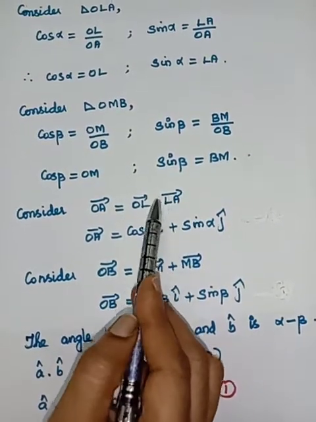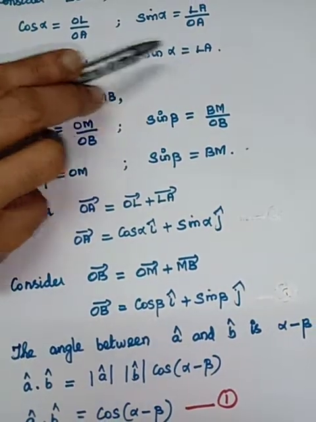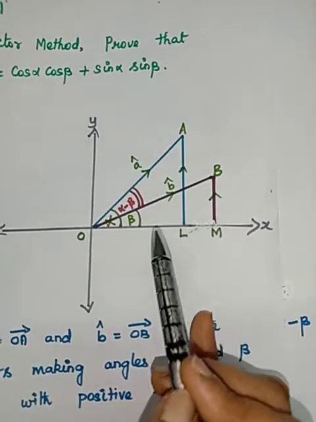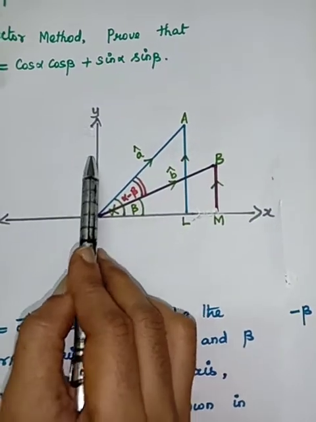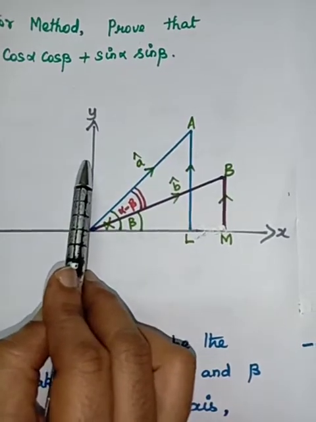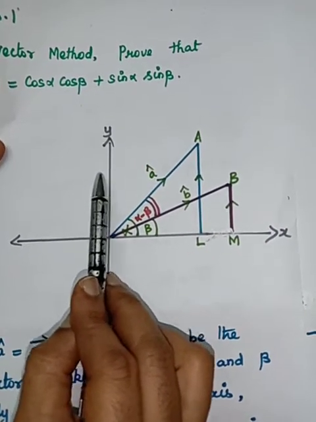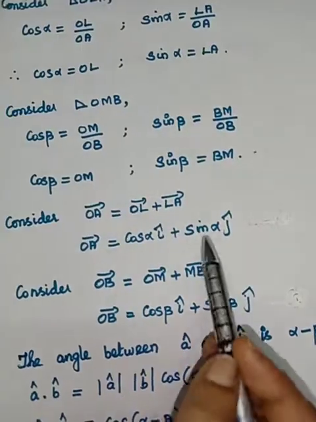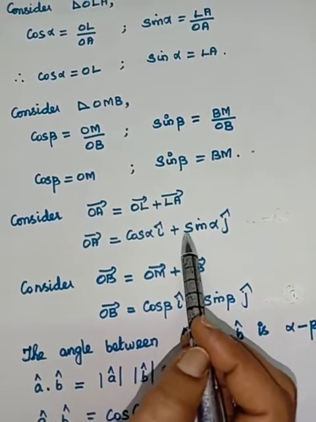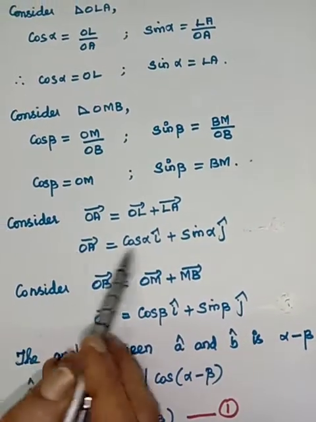In the same way you have to mention the LA vector. What is the magnitude of LA? That is sin alpha. You look at your LA, here you have to be careful with the direction. It is parallel to y-axis. In y-axis, which vector is acting? J vector, that is the unit vector acting along y-axis. So your LA vector can be written as the magnitude sin alpha into J cap. So you are getting OA vector like this.